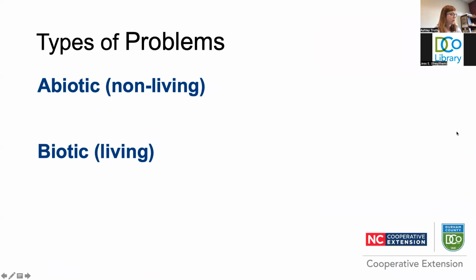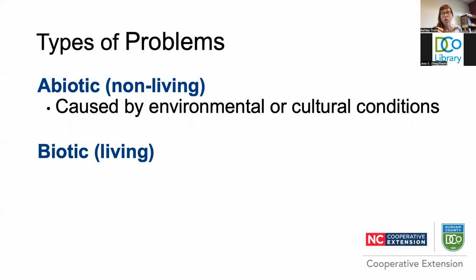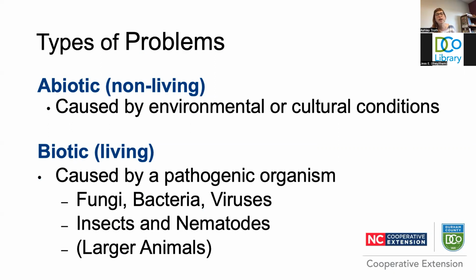And this really gets to this broader question of the types of problems. We're going to work through this a little bit more, but there are two major types of problems that you can run into in your garden. You have abiotic problems, which are non-living. These are those things that are caused by environmental or cultural conditions, right? A lot of what we've been talking about. And then you have the biotic or living problems. So these are caused by a pathogenic organism, right? So fungi, bacteria, viruses, insects, nematodes, deer, all of that kind of stuff. And so we're going to spend a little bit more time talking about some of our abiotic problems that we can run into. But after that, we'll transition into biotic problems.